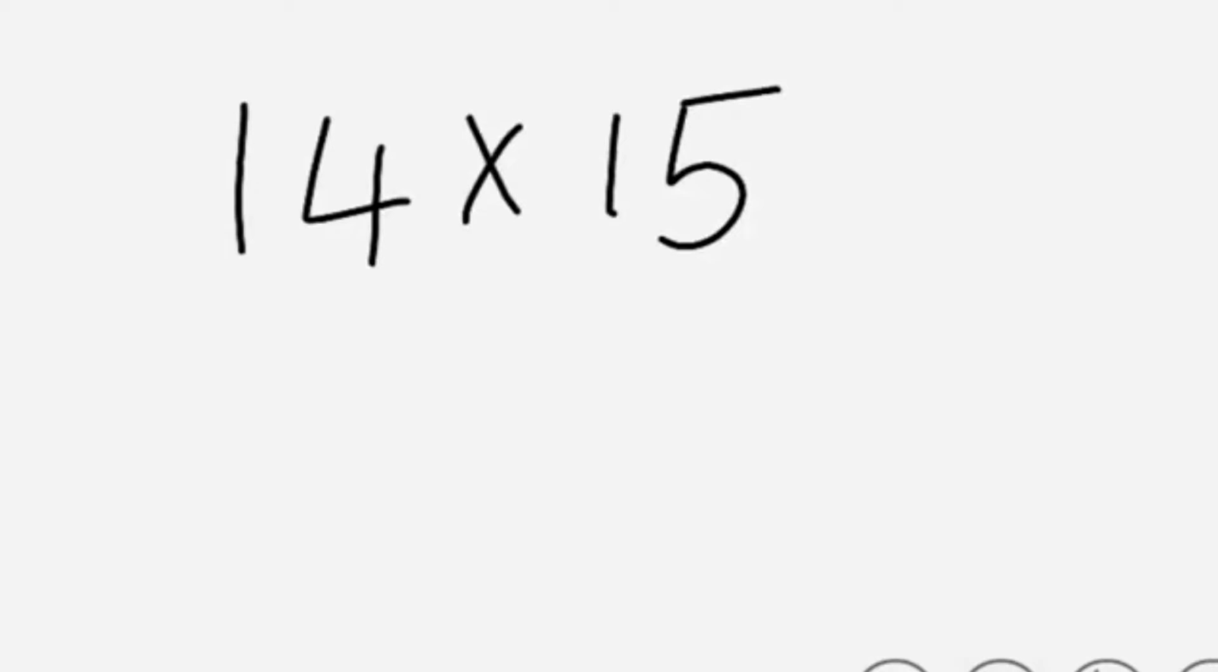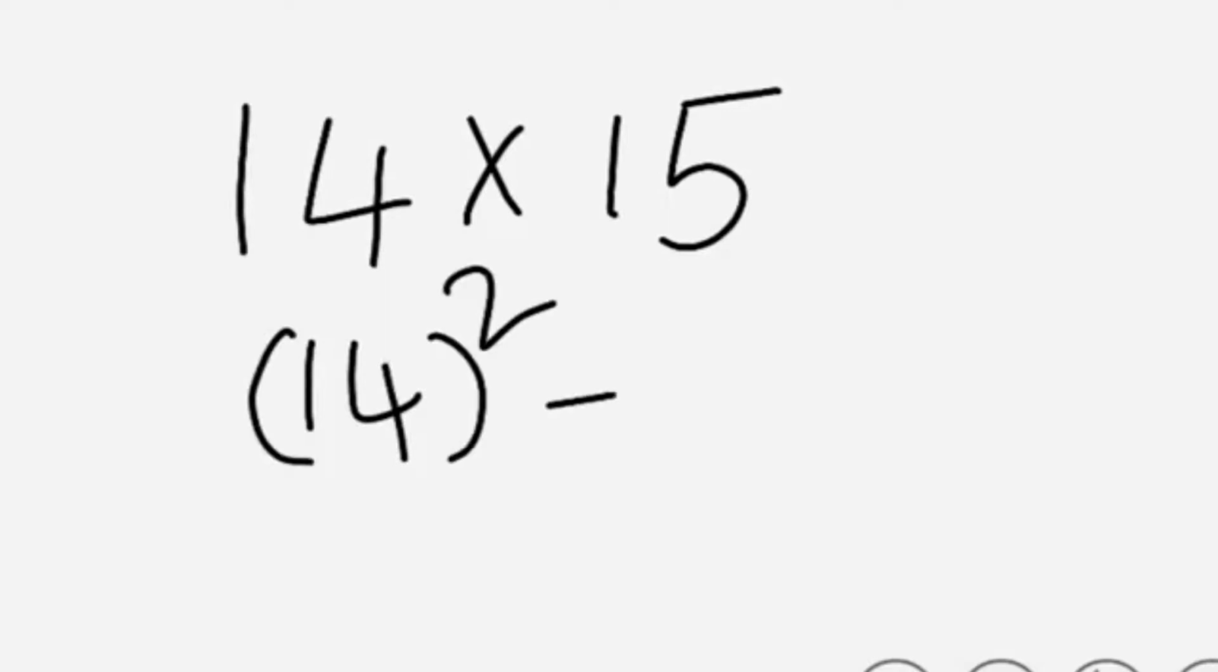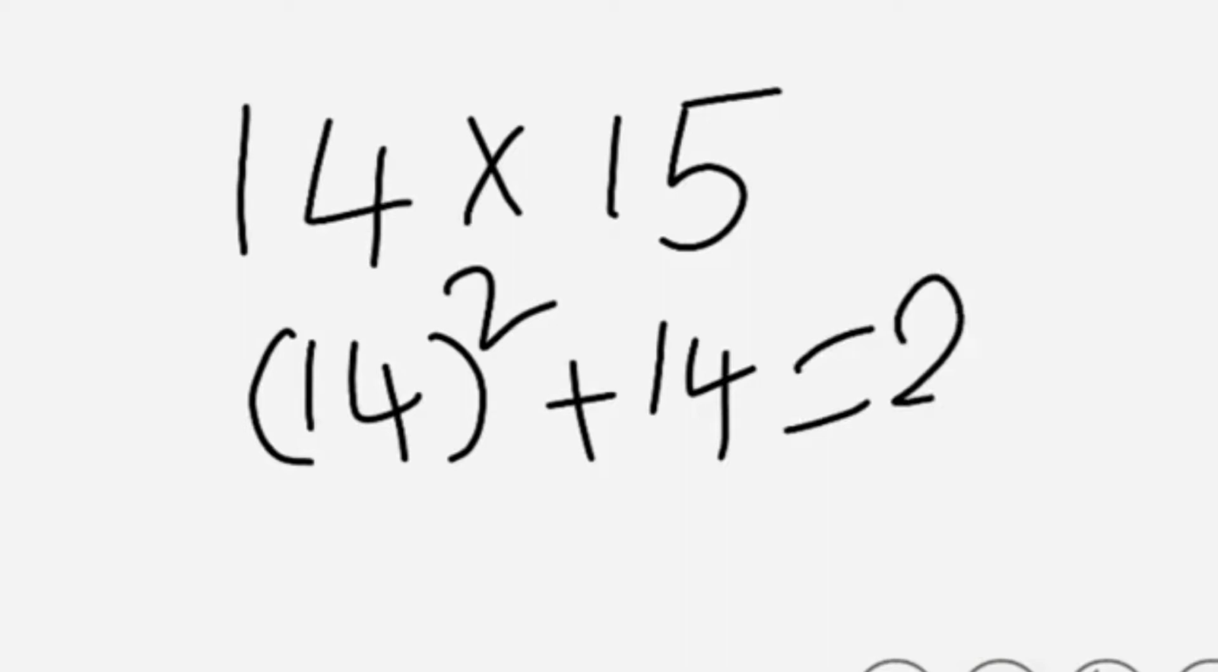So avoid the traditional method, friends. Just concentrate on this method. These two numbers, 14 and 15, are consecutive to each other. So we can do this like so. Just take the small number from this. Small number means 14, and square it and add the small number. So 14 square plus 14 is equal to 210. So 210 is our answer.